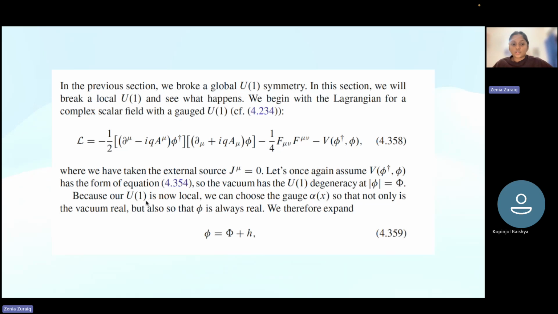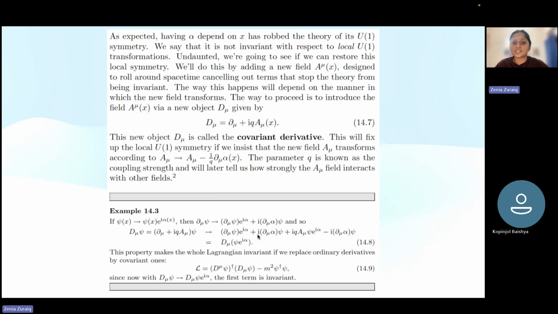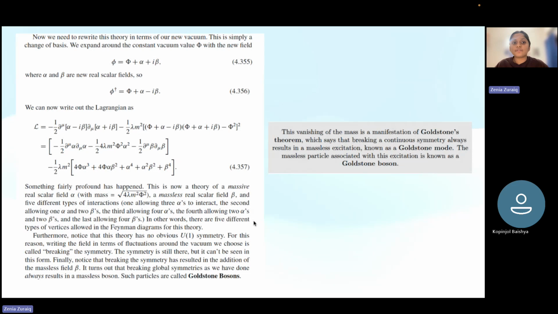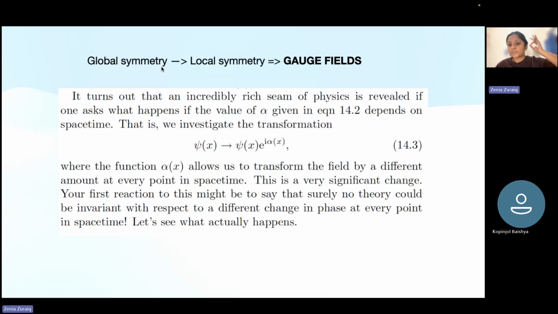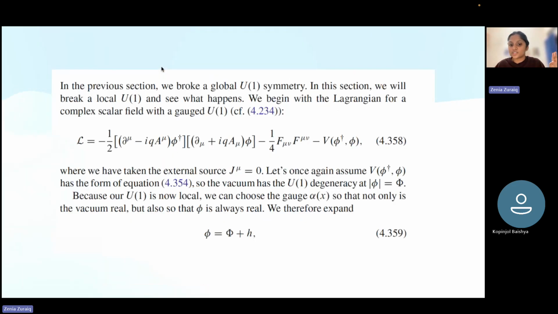Because our U1 is now local, we can choose the gauge alpha of x so that not only is the vacuum real, but also so that psi is always real. So we are going to choose a particular psi such that we keep psi real without any loss of generality. Let's just try what happens. Let's write psi to be phi plus h. Now we have chosen it in such a way that instead of alpha plus i beta, because we can choose which point in space-time has different points, let's choose such a point that my vacuum ends up being a real vacuum, instead of a complex vacuum.